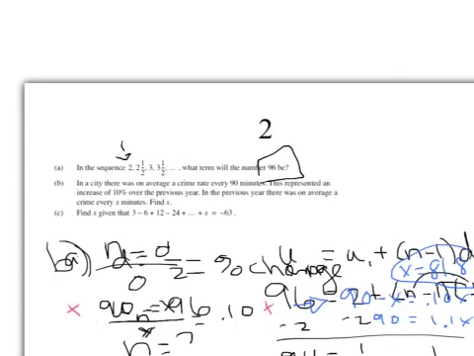All right, so find x given that 3 minus 6 plus 12 minus 24 plus dot dot dot plus x is equal to negative 63. So this is a series now.